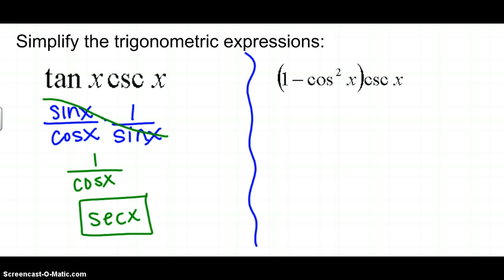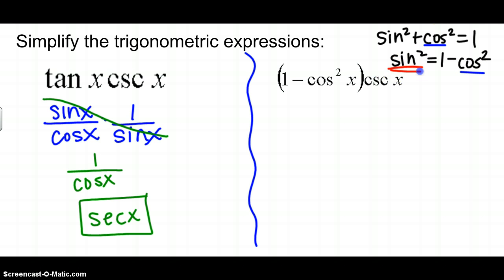Alright, the next one, 1 minus cosine squared times cosecant. Oftentimes when you see a 1 combined with a trig function squared, you're going to want to think about your Pythagorean identities. So, our important Pythagorean identity that we started with to find the others was sine squared plus cosine squared equals 1. Well, that means that sine squared will be equal to 1 minus cosine squared, because all I did was kick this cosine to the other side of the equation.